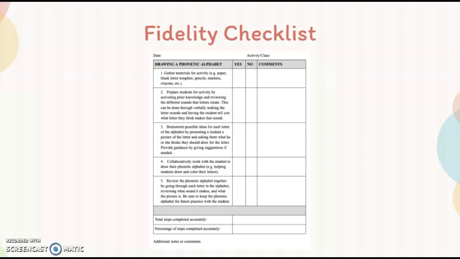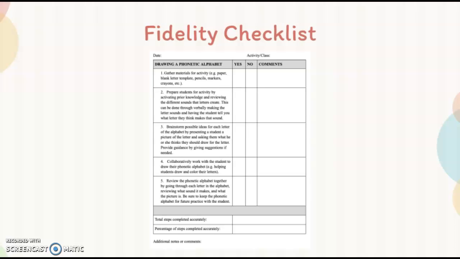Go ahead and pause your video if you want to go over the fidelity checklist. Okay, so I'm just going to break down the fidelity checklist step by step. The first step is to gather the materials for the activity. This can be blank sheets of paper, letter templates, pencils, markers, crayons, paint, bingo daubers, whatever you want to use.